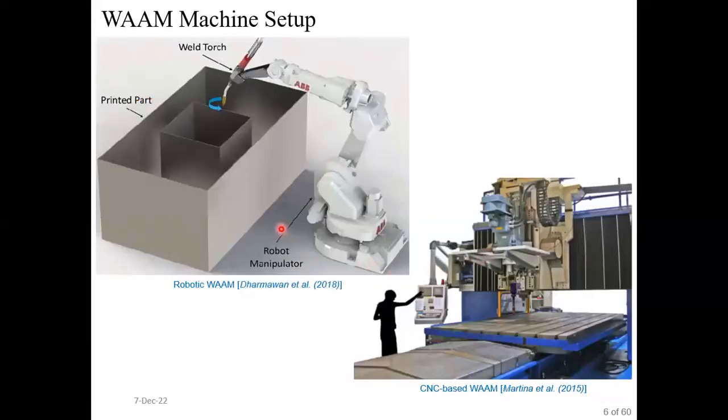In this slide, we can see a schematic representation of wire and arc additive manufacturing in the form of an industrial robot and in the form of CNC. In this figure, an industrial robot is used for the deposition of this component, in which the welding torch is coupled to the end effector of the industrial robot. However, in this CNC machine, the welding torch is coupled at the tool holder joint.